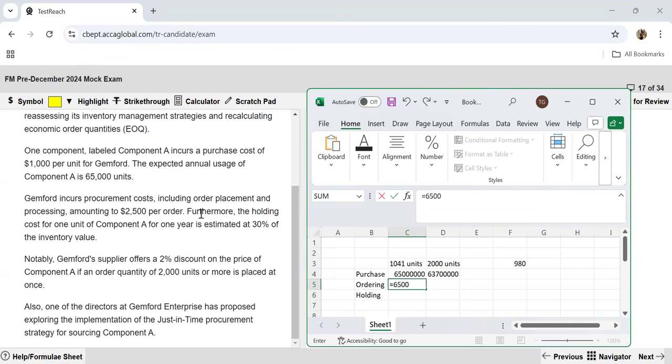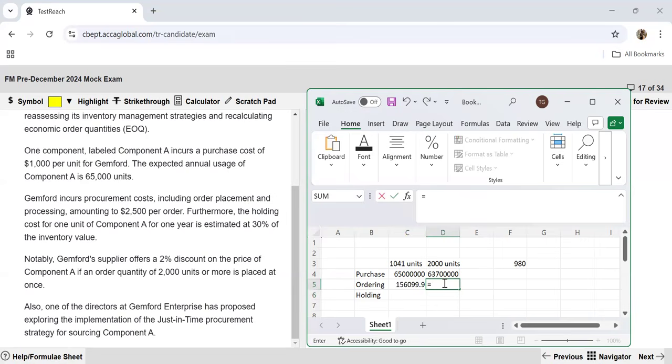65,000 is my total demand. So my number of orders will be 65,000 divided by 1041, which I'm ordering at once. And this needs to be multiplied by the order cost per order, which is $2,500. So this fraction will give me how many times I will order, and this is the cost per order. So my total ordering cost will look like this.